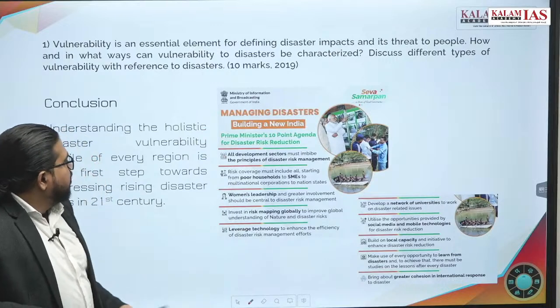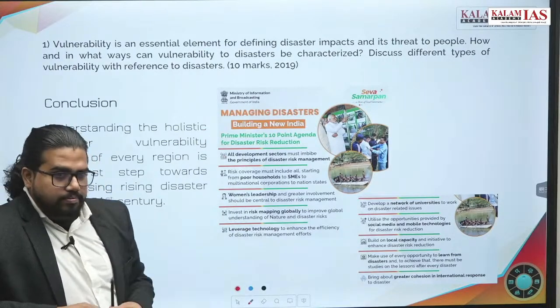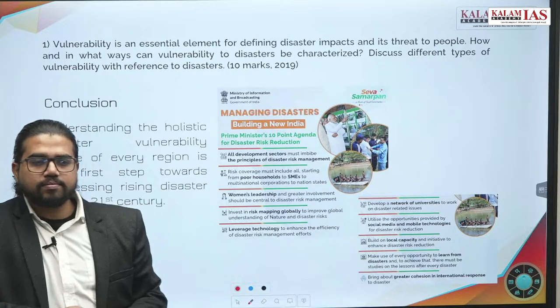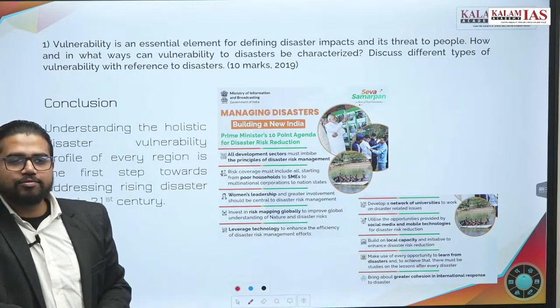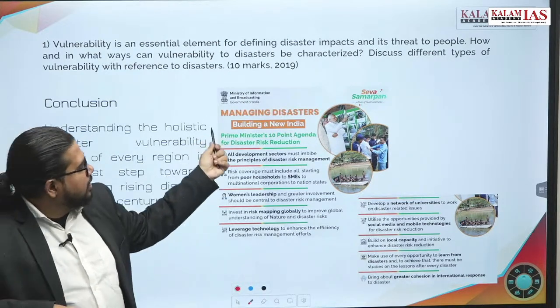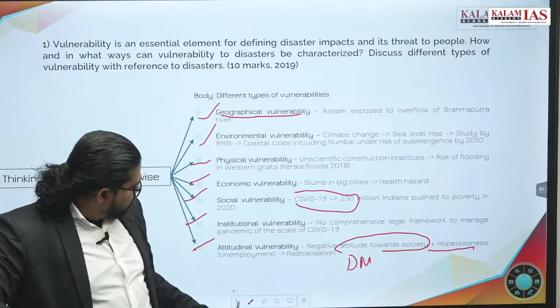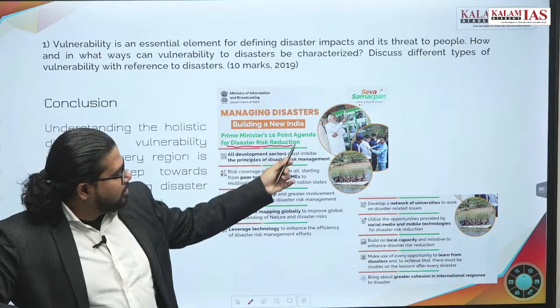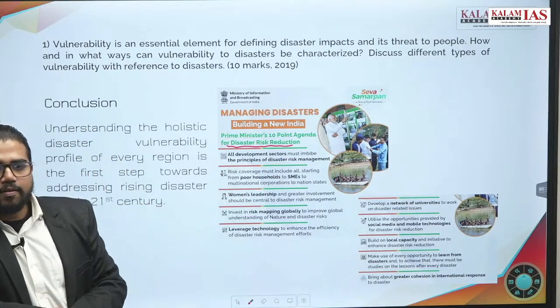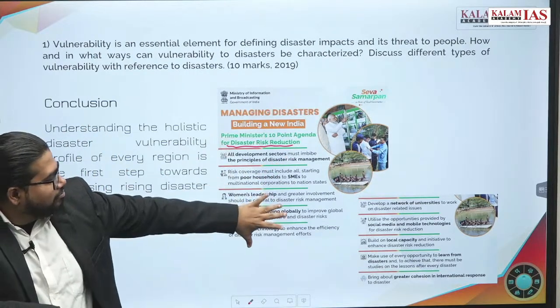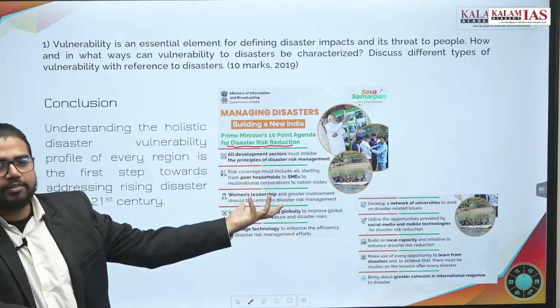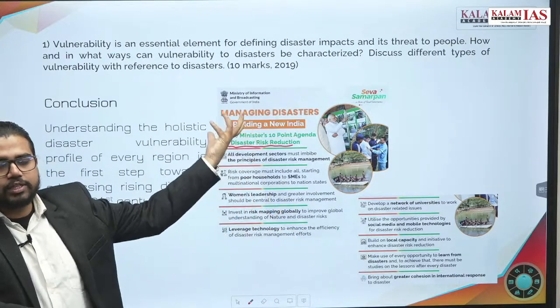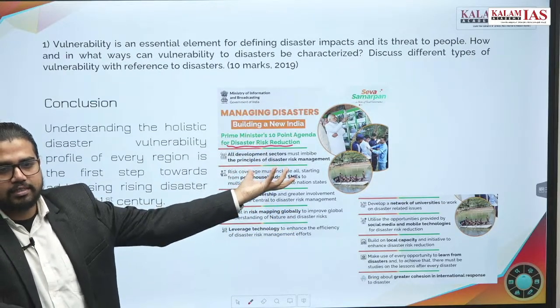So, the conclusion: what have you written? Go and read the Prime Minister's 10-point agenda for disaster risk reduction. This is a very direct example. You can connect it in the way forward. You can connect with the vision of the country in disaster management answers.